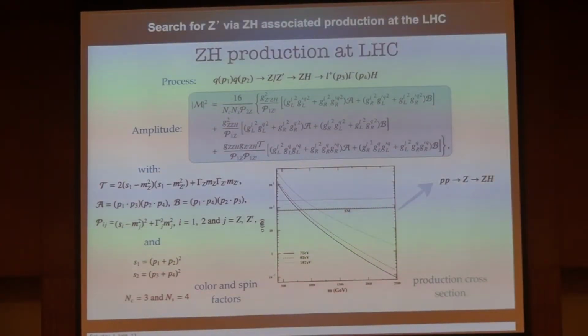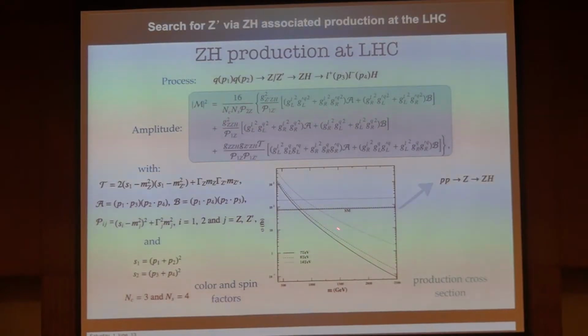First, let's see the Z Higgs production at the LHC. The specific process is QQ bar to Z and Z prime, with Z prime followed by Z associated with Higgs production, and we choose Z to decay to leptons. The amplitude can be obtained, and the corresponding parameters of the propagators can be found here.